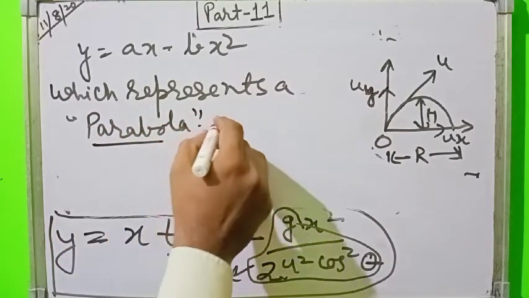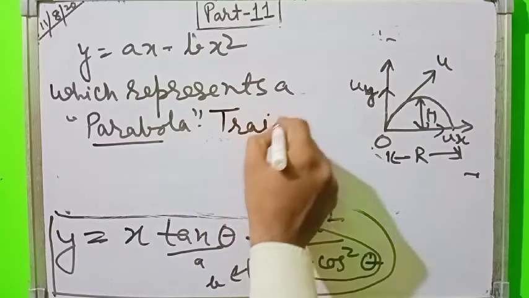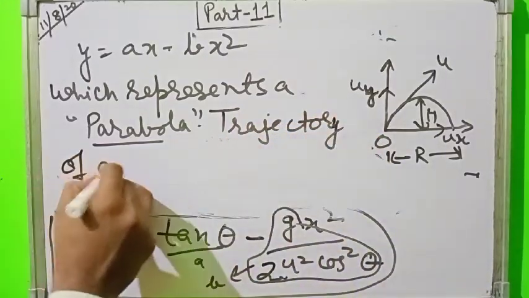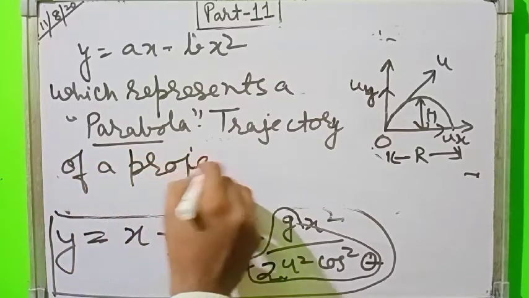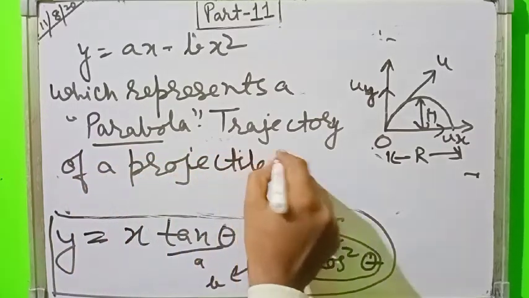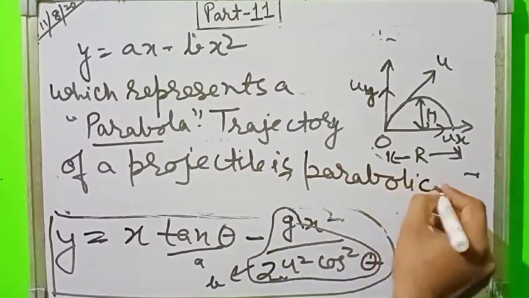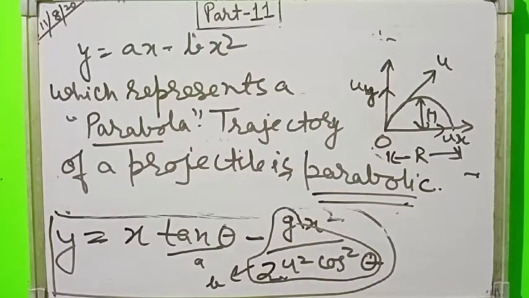It means what? The trajectory of a projectile is parabolic. From here you can show that the trajectory or path followed by the projectile is a parabola. So this is all about the trajectory or path followed by the projectile.